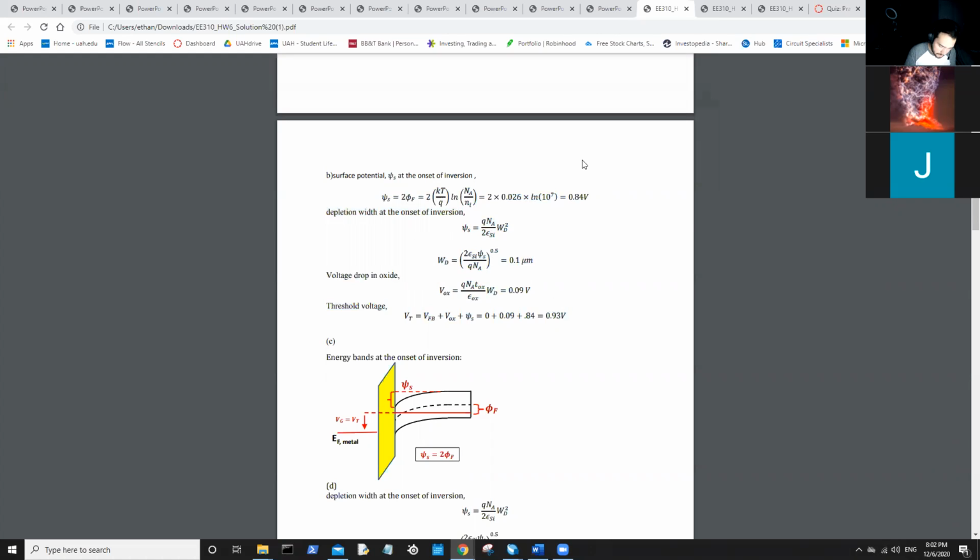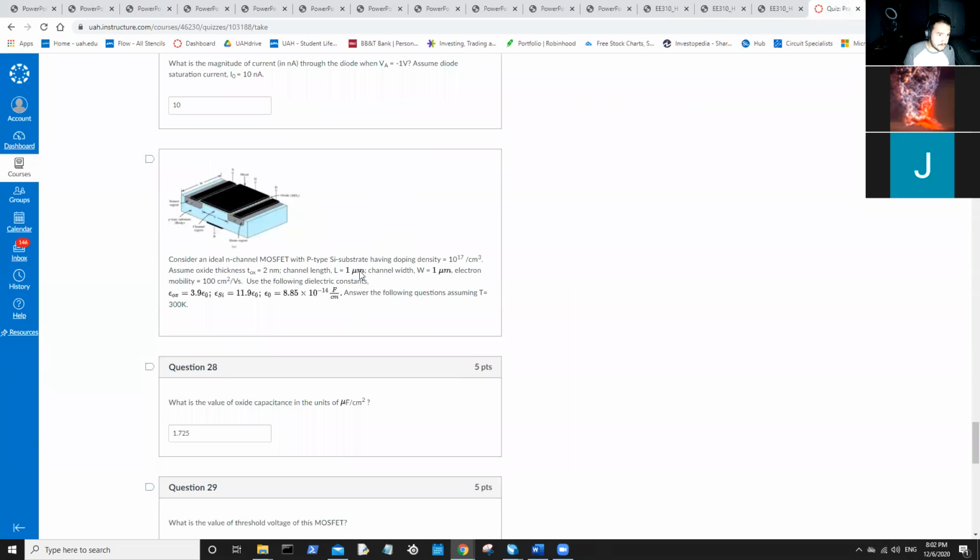So it is going to be 2 times 0.026 times ln of Na over Ni. Na in this instance is 10 to the 17th, so we have 10 to the 17th divided by 10 to the 10th. And that gives us a surface potential of 0.84.